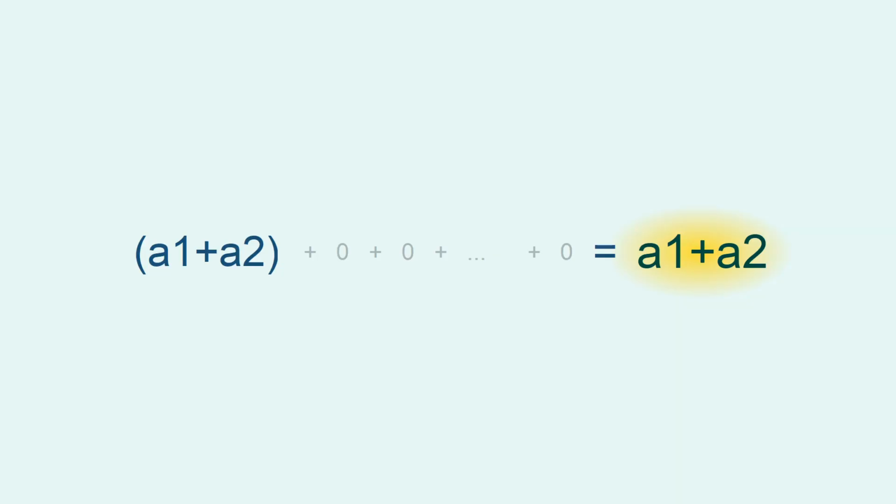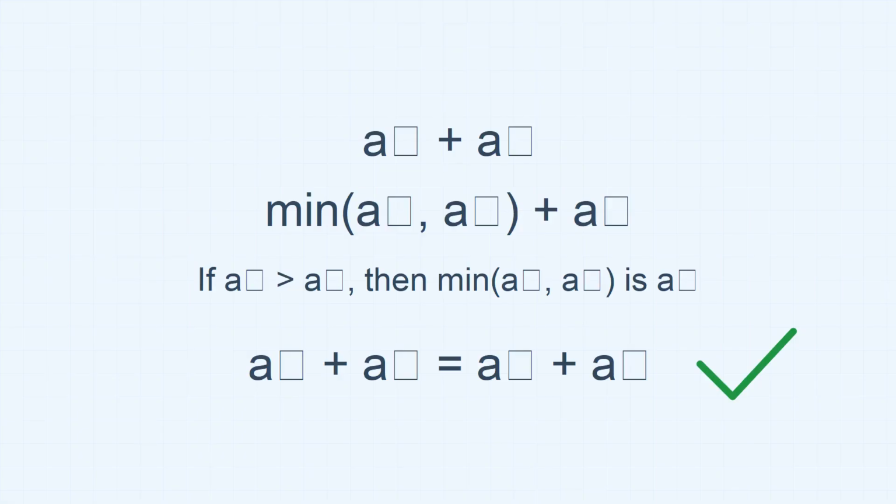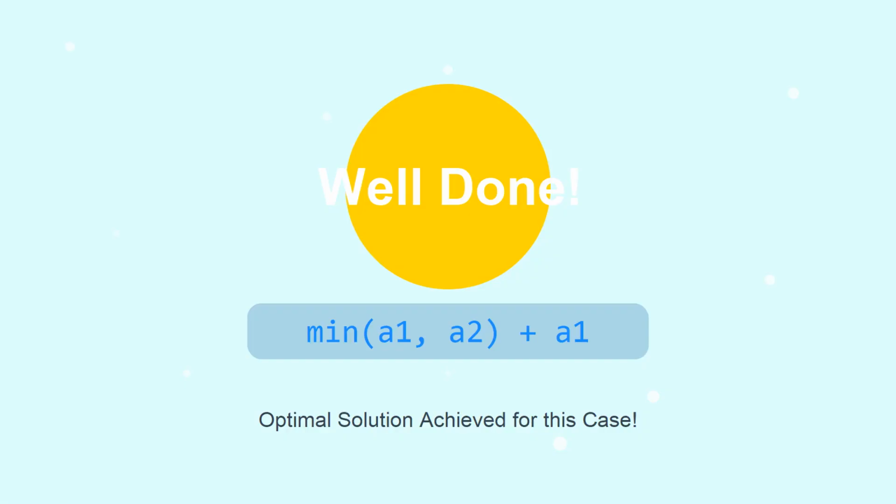So, the total sum becomes a1 plus a2 plus 0 plus 0 plus dot dot dot plus 0, which equals a1 plus a2. Does this match our formula, min of a1 comma a2, plus a1? Yes, because if a1 is greater than a2, then min of a1 comma a2 is a2. So, a2 plus a1 is indeed a1 plus a2. This operation is extremely effective for this case.